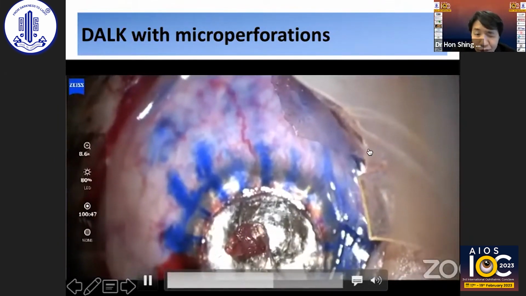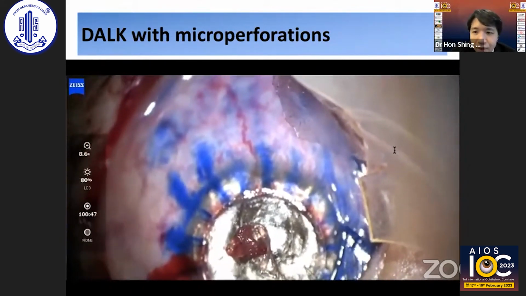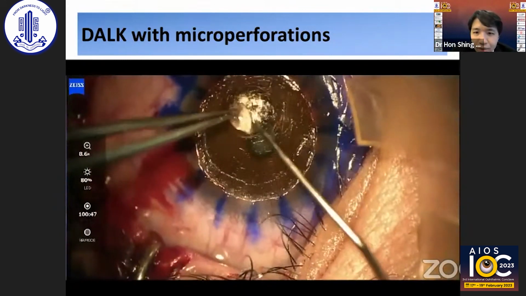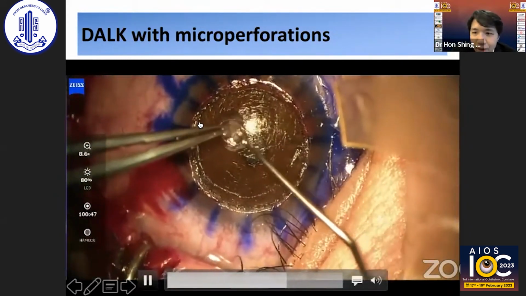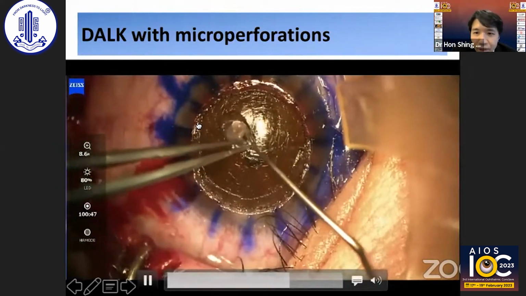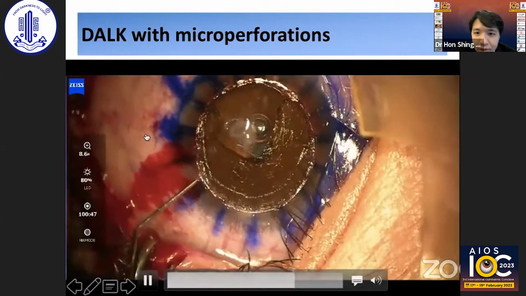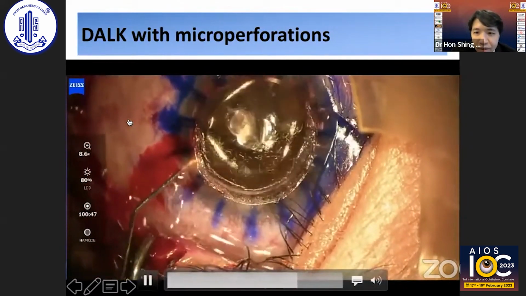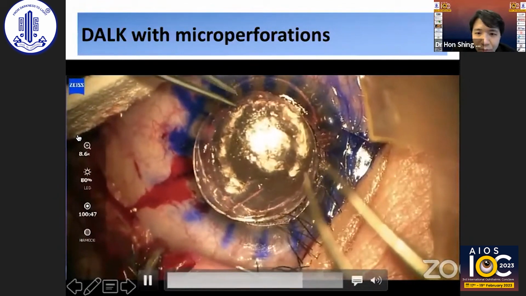So to get good vision in DALK, I try to aim for residual thickness of sub 100 microns, and this is a good depth. I've left the central area thin, as I mentioned earlier, to take off at the end, which I expect to have a hole due to previous perforation. So similarly, I injected air into the AC, and I was able to use residual stroma to tamponade the microperforation.